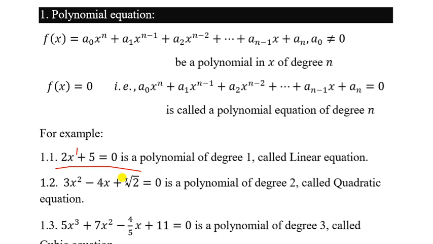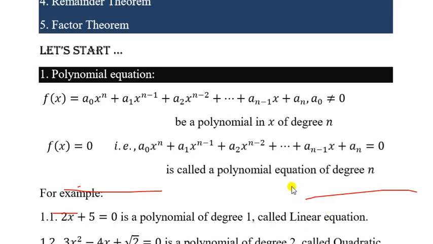Clear? Now we are going to see quadratic equation or second degree equation. That means, see here, this one 3x square minus 4x plus root 2 is equals to 0, and here the highest degree of x is 2. That's why it's called a quadratic equation. From here you have to make your concept about polynomial equations, because you'll get many polynomial equations.